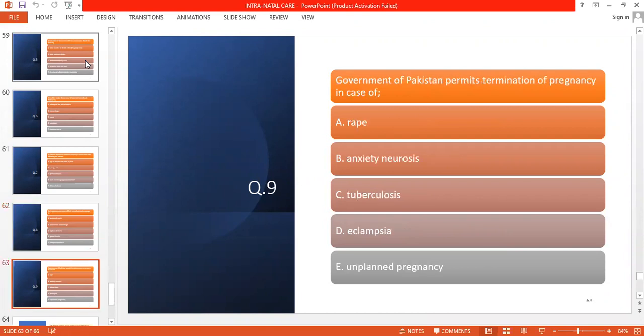The Government of Pakistan permits termination of pregnancy in case of: rape, anxiety neurosis, tuberculosis, eclampsia, unplanned pregnancy. B, anxiety neurosis is the right answer.